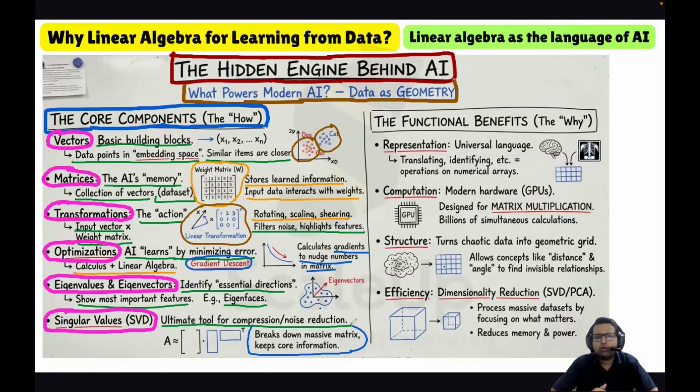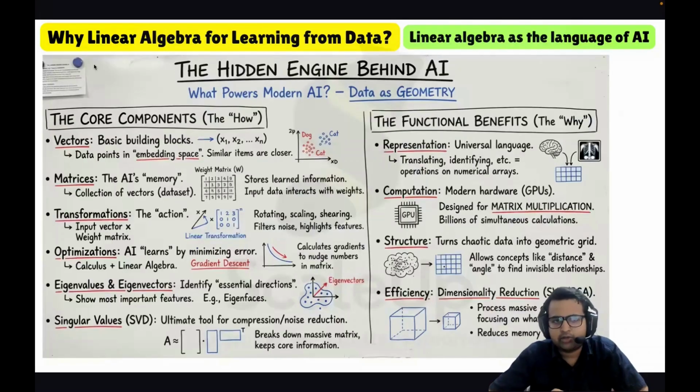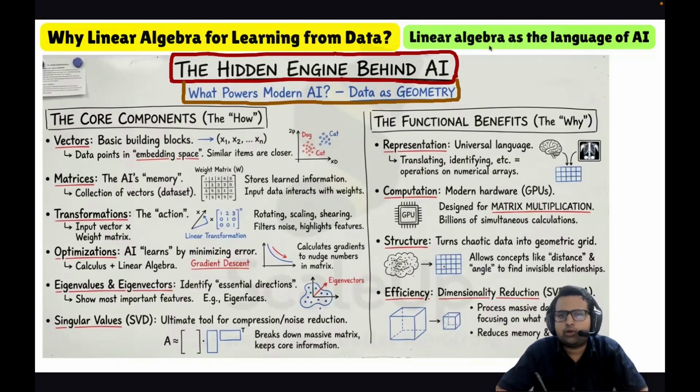So now we have looked at the core components of linear algebra. Now we will look at the functional benefits of linear algebra, the why. Why should we use linear algebra, and why is linear algebra powering modern AI? So, representation.